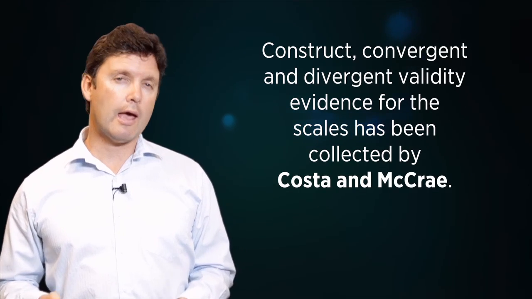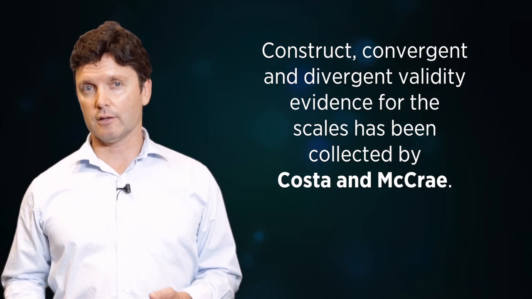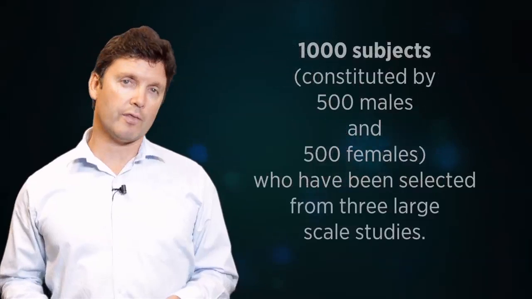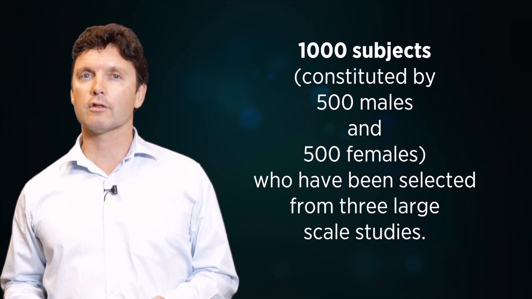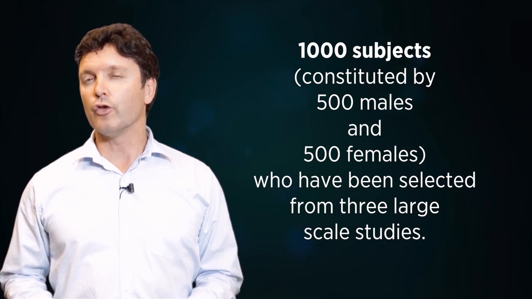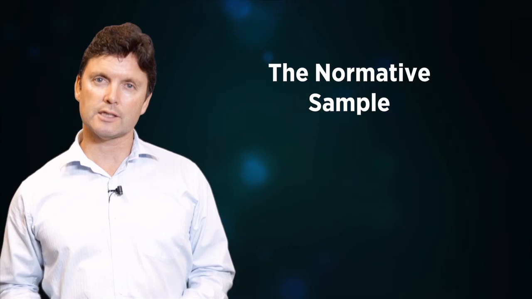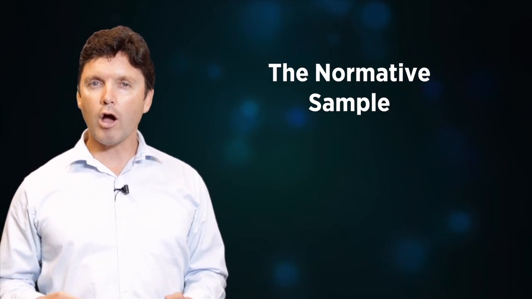Construct, convergent and divergent validity evidence for the scales has been collected by Costa and McCrae. Norms are based on a sample of 1,000 subjects. This is constituted by 500 males and 500 females who've been selected from 3 large-scale studies. The normative sample was designed to match the 1995 US Census projections for age, gender and race. So they tried to represent the United States population at the time.